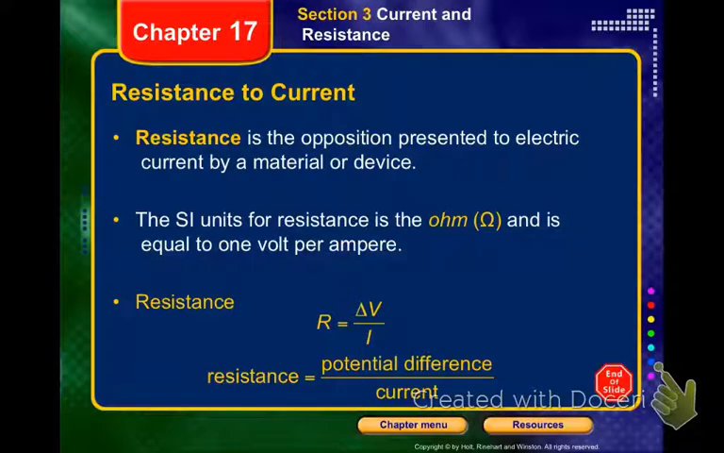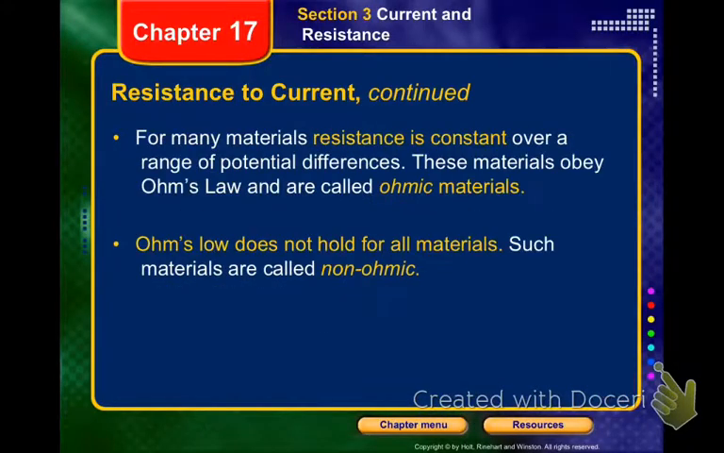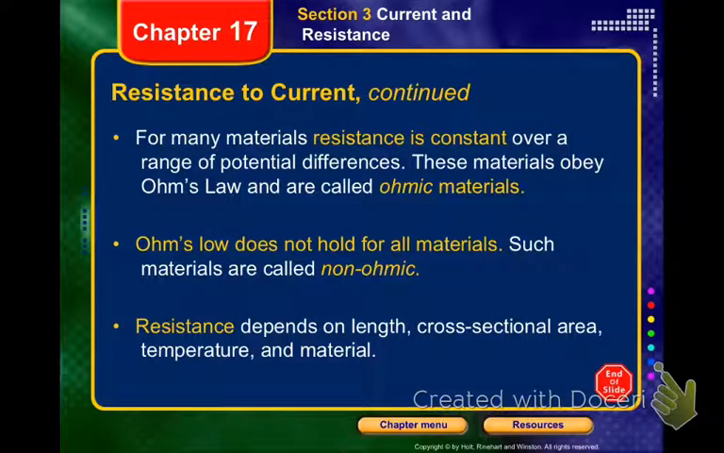Considering what is ohmic versus non-ohmic. For many materials, resistance is constant over a range of different potential differences. If they obey Ohm's law, they are considered to be ohmic. Ohm's law does not hold for all materials, so if it doesn't obey Ohm's law, it's considered non-ohmic. Resistance depends on several things. We're going to look at length, cross-sectional area, temperature, and material. We're going to look at all of those.